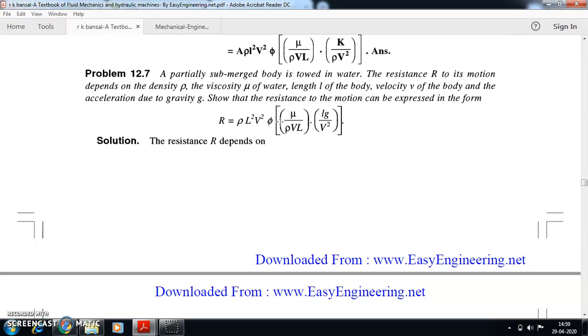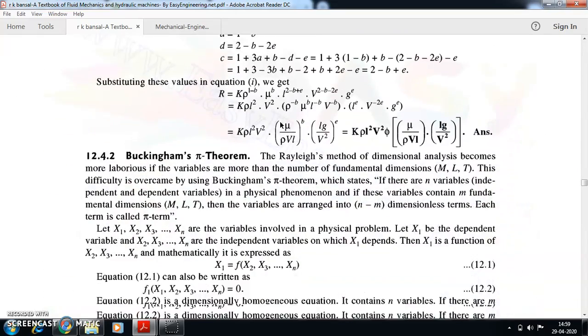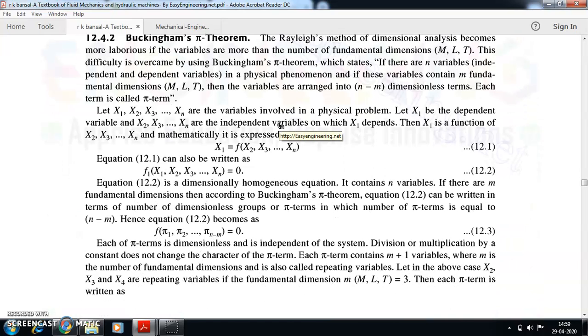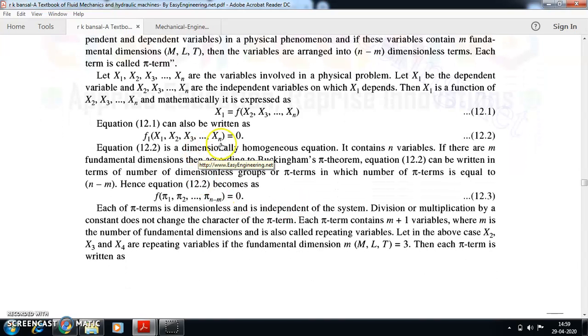Fine, to understand the variable context over here, you are defining a dependent and an independent variable. So we are taking x1 as dependent and all the others, from x2 to xn, as independent. We define a function where x1 is a function of the variables x2 to xn. The equation can also be written with a new function f1 of x1 till xn equal to 0. Now the equation we have just defined has to be a dimensionally homogeneous equation.